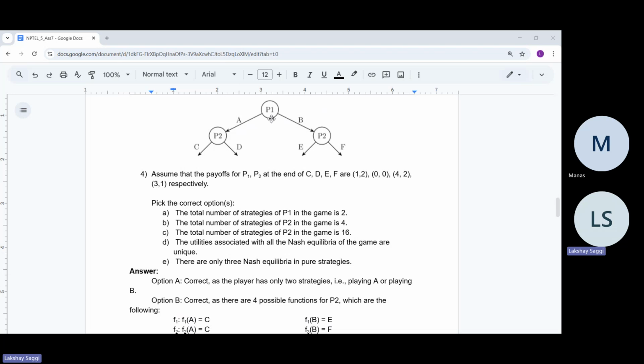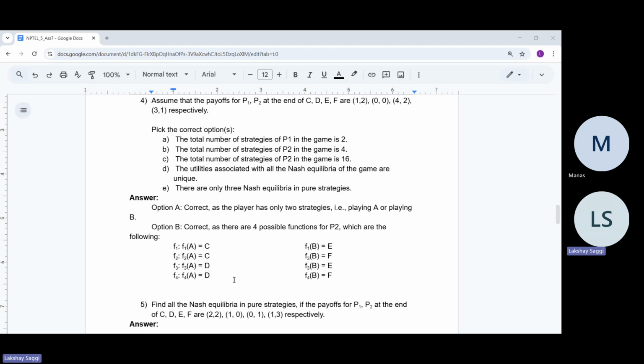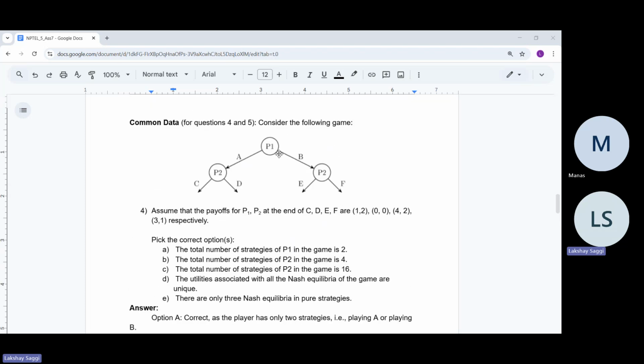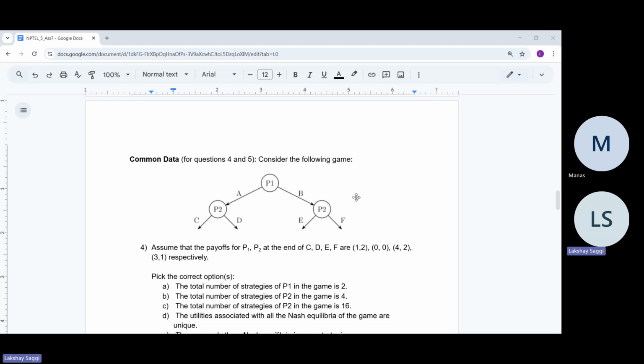So note that, maybe I'll not write this down, but just for revision. Suppose there were actually three strategies going out of P1, and out of all three nodes, only two possible strategies were going out. So what do you think will be the total number of strategies in that case? Player one currently has two strategies, A or B, but suppose there was also a third strategy for player one, and out of that node also, there were two possible actions going out for player two. Then what do you think will be the total number?